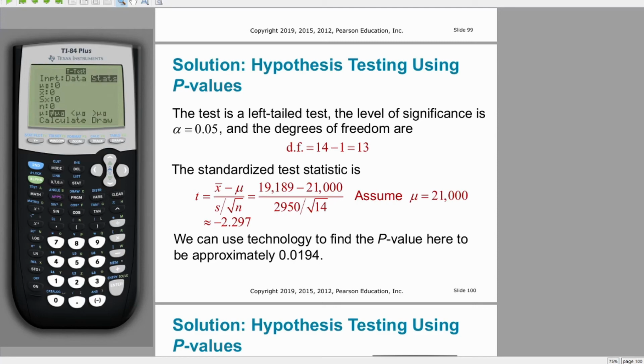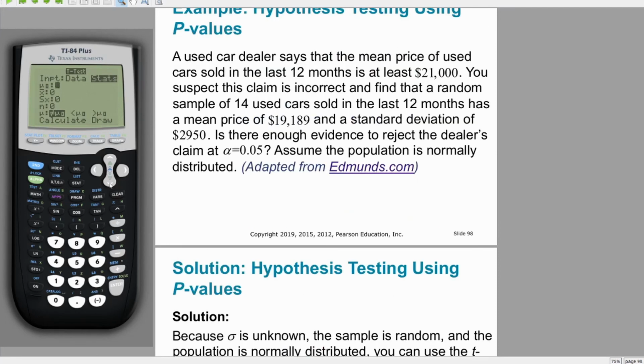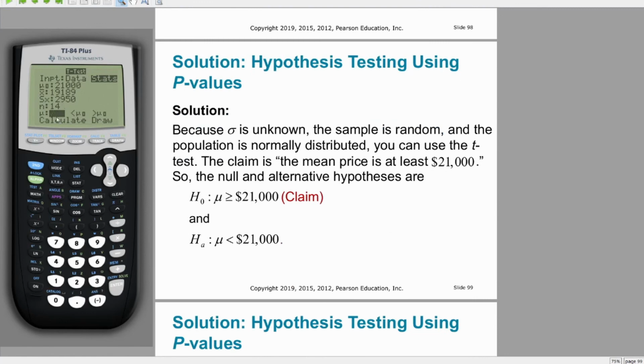We have statistics. In this case, I'm going to scroll back up to make sure I have all of them properly, where the mean that we are testing is 21,000. The mean of our sample is 19,189. The standard deviation is 2950. And our sample size here is 14. Where when we make this determination about mu not equals, less than, greater than, that's in terms of our alternative. Here, we're looking for a left tail, we are looking for less than.